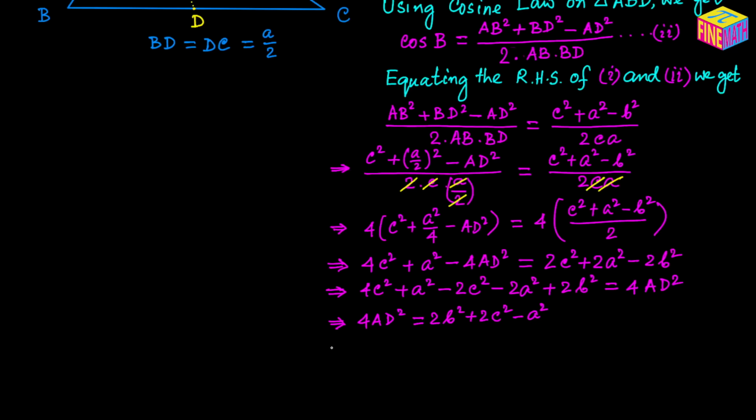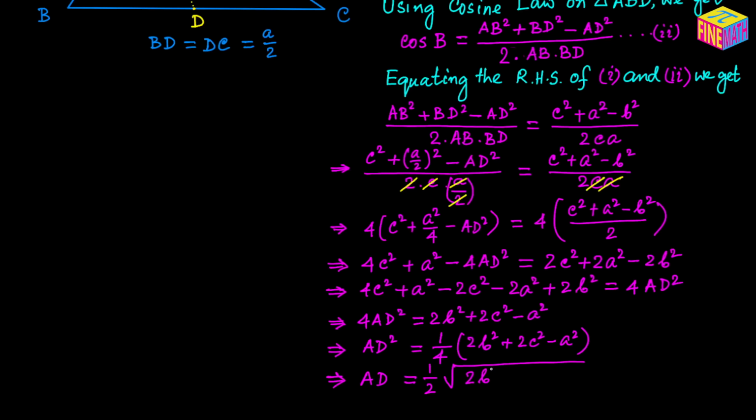So from here we can then say AD squared would be 1/4 of this quantity, 2 times b squared plus 2 times c squared minus a squared. And from here we can say AD will be equal to, if we take a square root on both sides, half of the square root of this quantity, 2 times b squared plus 2 times c squared minus a squared. That's one important result. And also we are going to try another thing here.